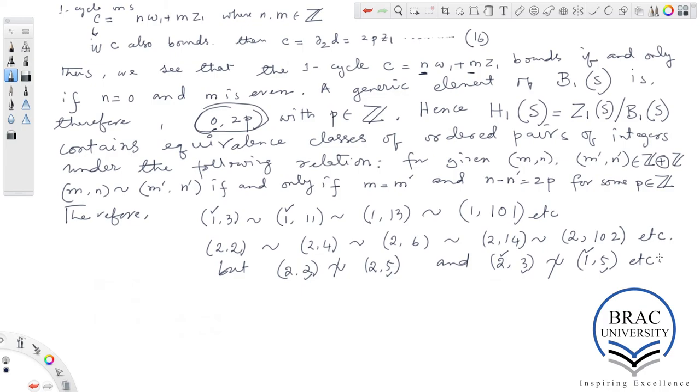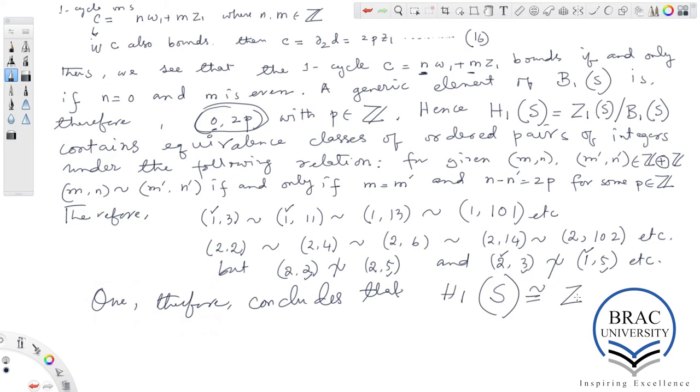Good. So one concludes this way that the first homology group of the complex S, whose underlying space is the Klein bottle, is isomorphic to Z direct sum Z over 2. This is a finite group. We know that it is the set of integers modulo 2.